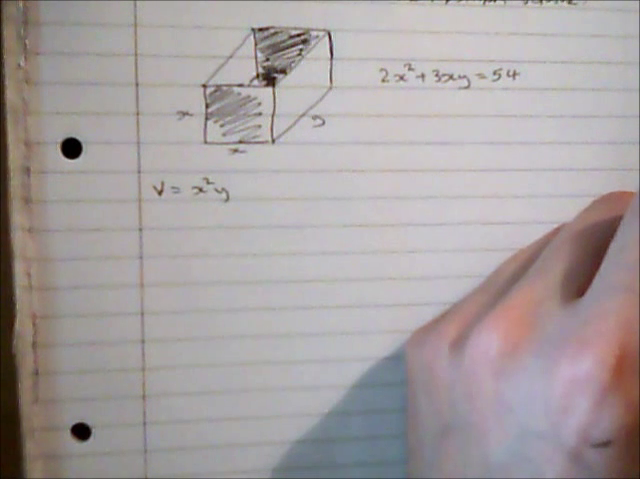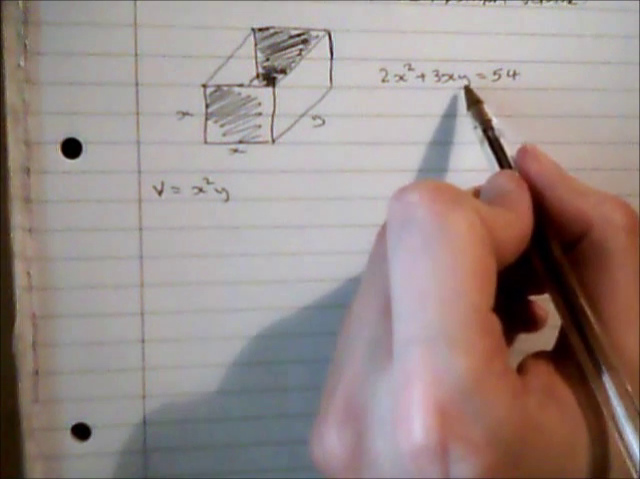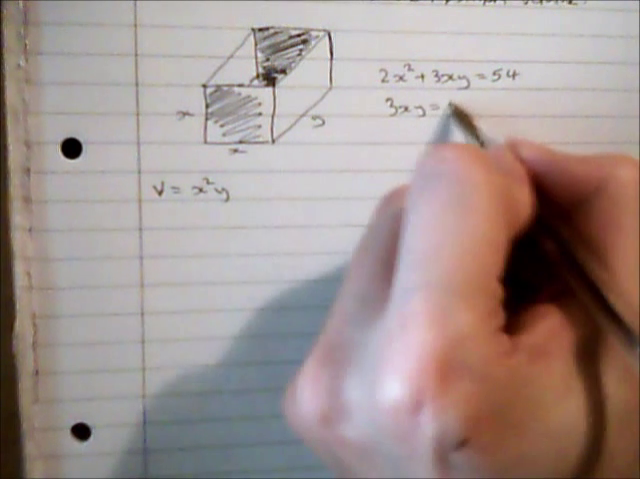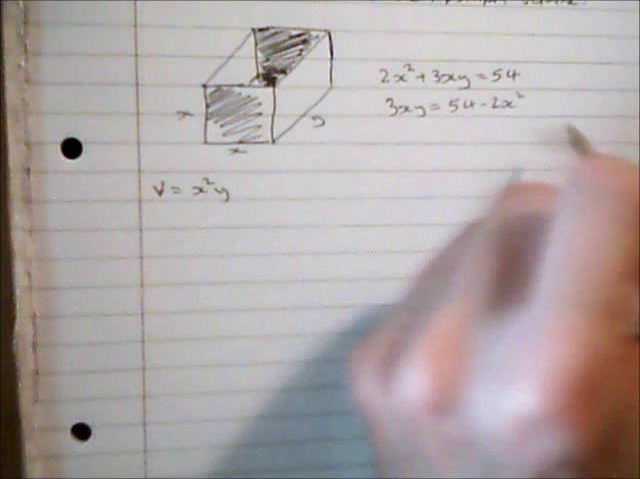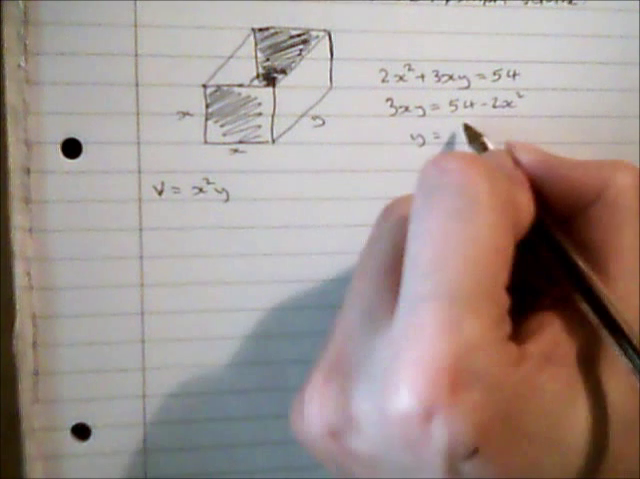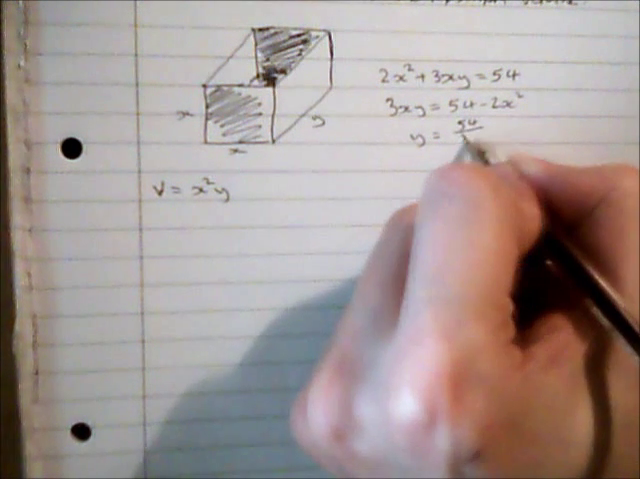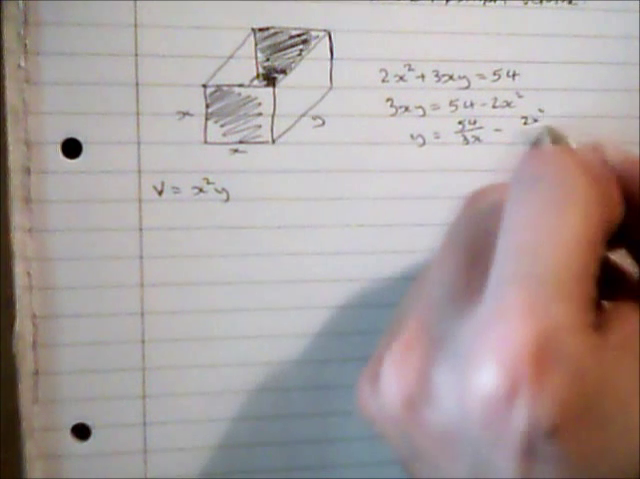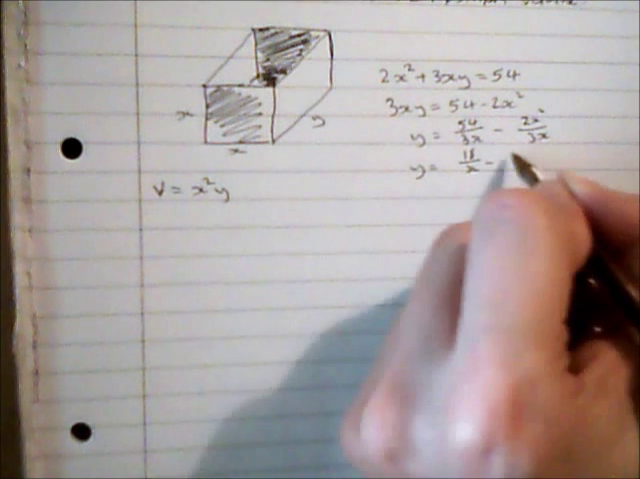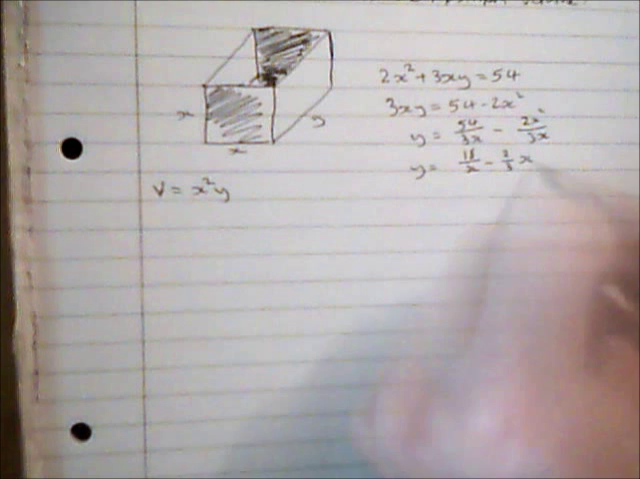But I need an expression for the volume that does not involve y, because the one given in the question, which I'm asked to show, did not have a y. So how am I going to eliminate that? Well, I'm going to take it from here. So I'm going to subtract 2x squared from both sides, and then I'm going to divide through by 3x. So y is 54 over 3x minus 2x squared over 3x, and that simplifies to 18 over x minus 2/3 of x.